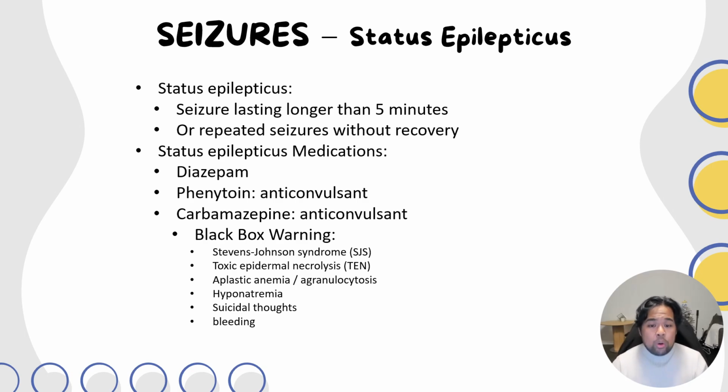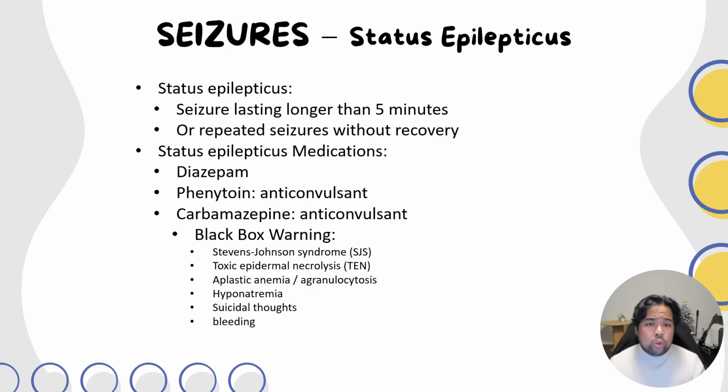All right, so status epilepticus. This is a seizure that's lasting longer than 5 minutes. So that's not good for the brain, right? Or repeated seizures without recovery. So status epilepticus, it is an emergency, but there are some ways that we're going to be treating it, okay?